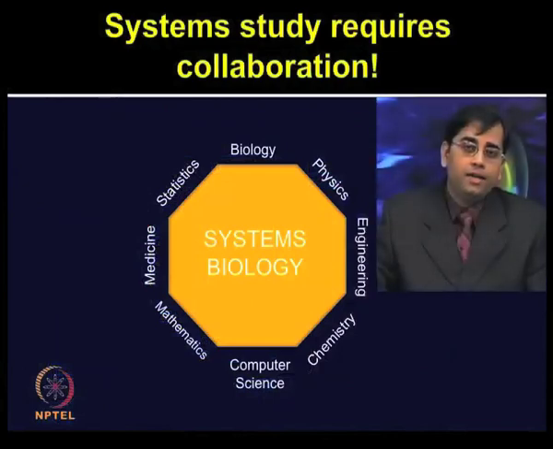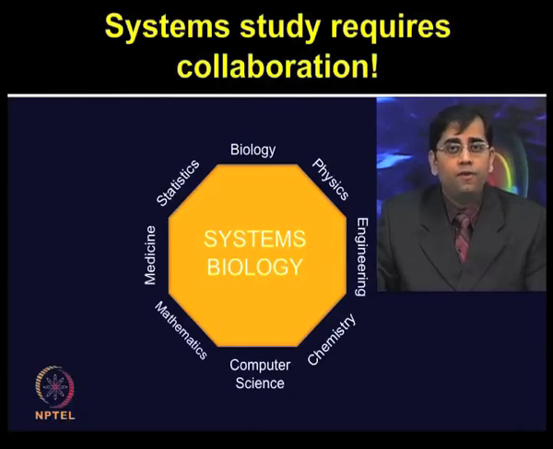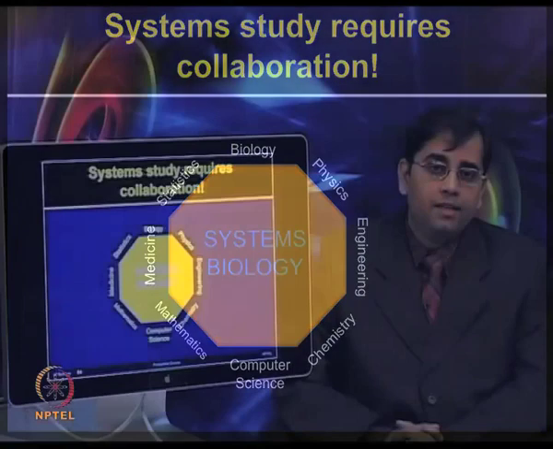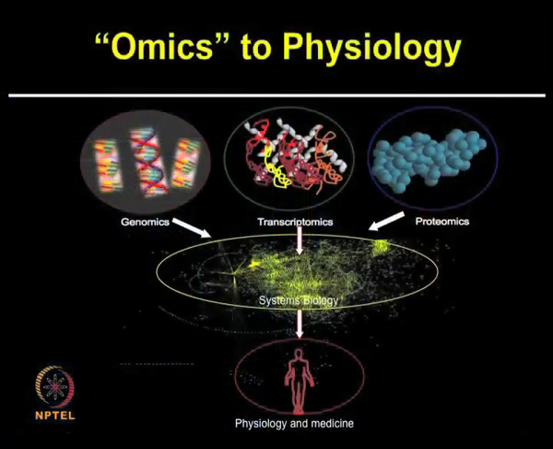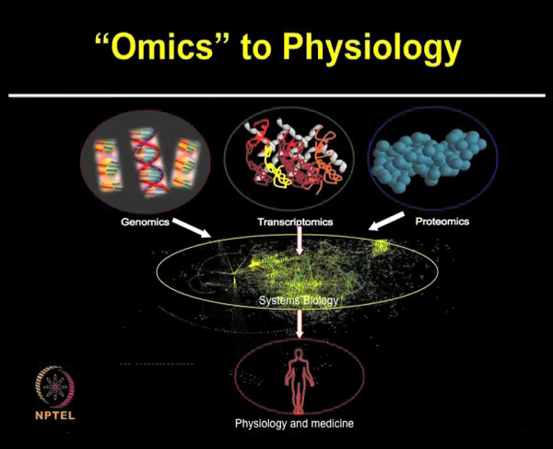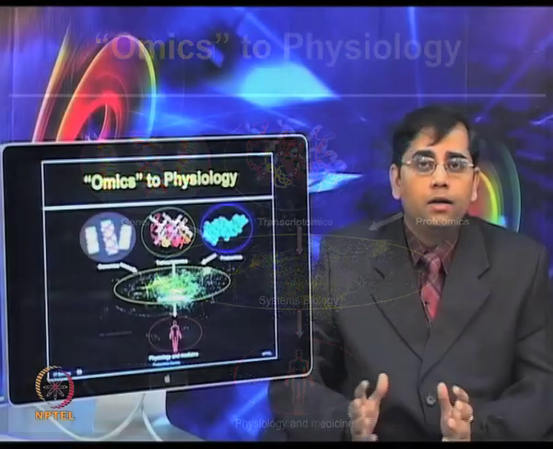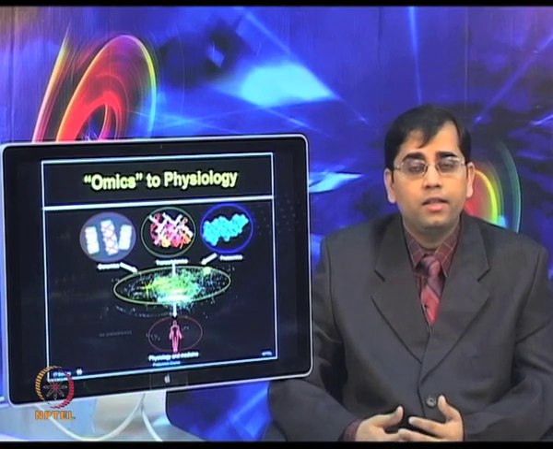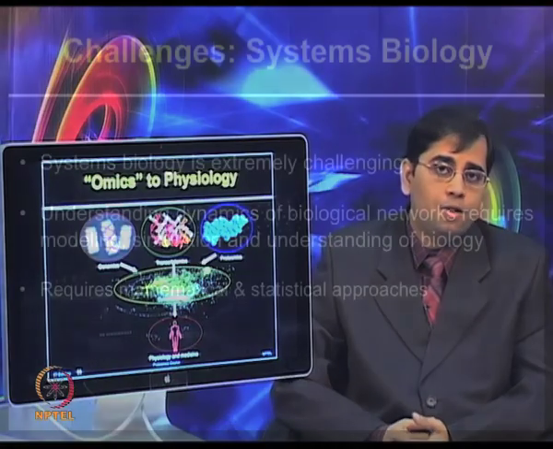Studying systems cannot be done in isolation in individual labs. It requires different expertise and collaborations from scientists from different disciplines of biology, physics, engineering, chemistry, computer science, mathematics, medicine, statistics and many more. So, the eventual aim of this current systems biology field is to employ the omics level information obtained from different levels, from genome, transcriptome and proteome, derive that information at the systems level, integrate, quantitate some models, and then propose and use it for understanding the physiology and apply that in medicine. So, this omics to physiology flow can be well maintained by employing systems biology tools.